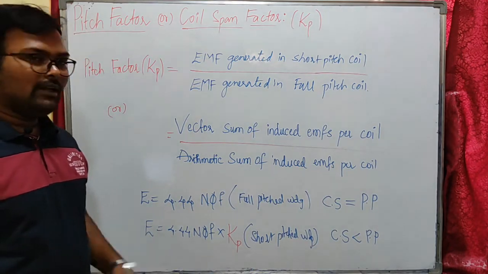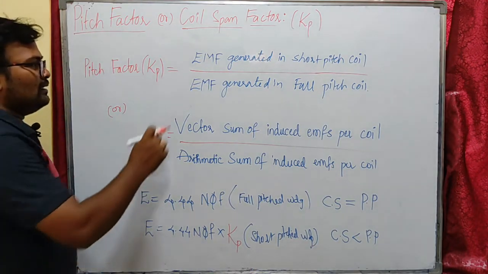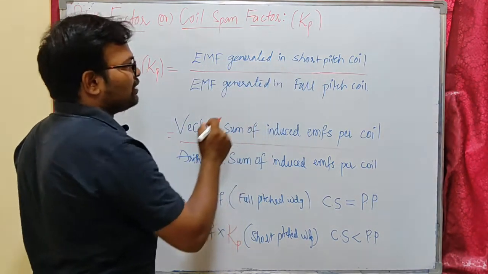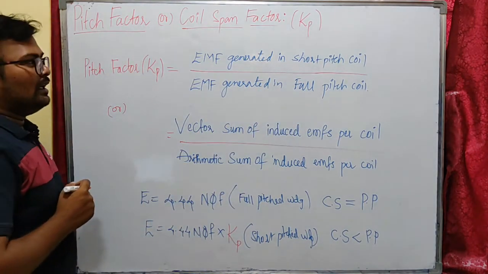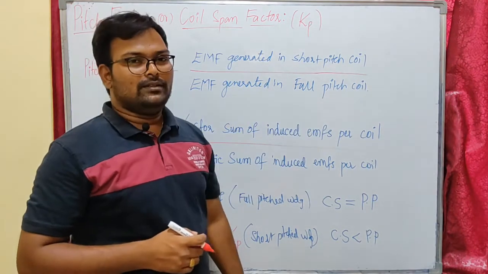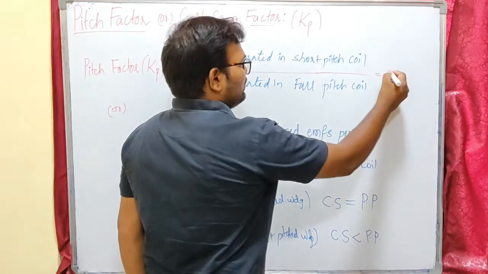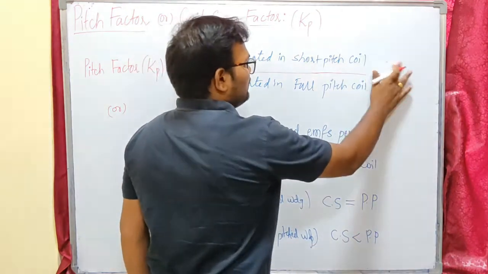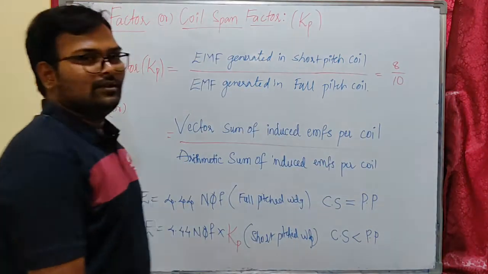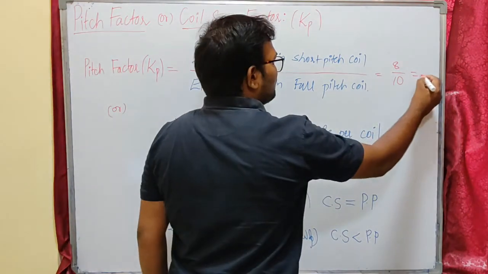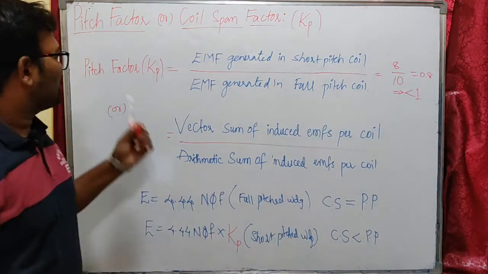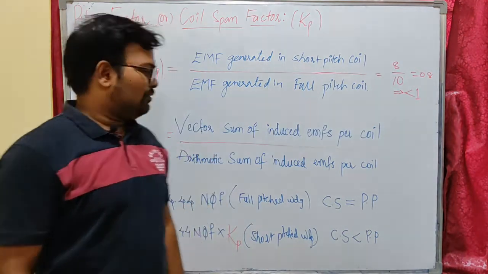Okay, so why do we need to multiply this Kp for short pitch winding? Because the Kp value here is less than 1, because the EMF generated in short pitch winding, let us see the pitch factor definition. The EMF generated in the short pitch coil by EMF generated in full pitch coil. Actually the EMF generated in short pitch coil is less compared to EMF generated in full pitch coil. Okay, that means let us say this is 8 volts, and the full pitch coil voltage is 10 volts. So what is this ratio? That will be equal to 0.8. Okay, this is less than 1. That means the value of pitch factor is less than 1.